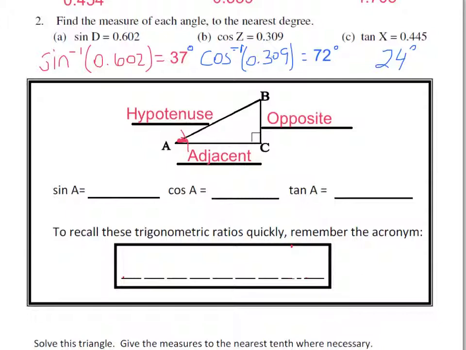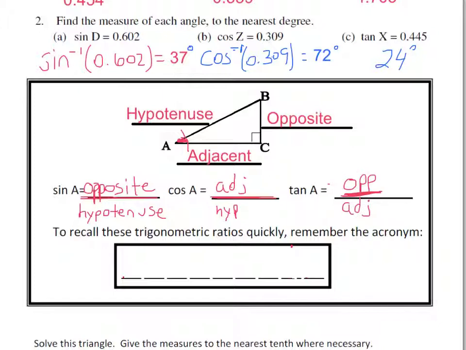Okay? So, the ratios in a right triangle are as follows. Sine A is opposite over hypotenuse. So that means that if we want to find angle A and we use the sine ratio, we'd have to divide the opposite side by the hypotenuse and then do the inverse to get angle A. Alright? If we want to use the cos ratio, cos of angle A is adjacent over hypotenuse, and tan of angle A is opposite over adjacent.